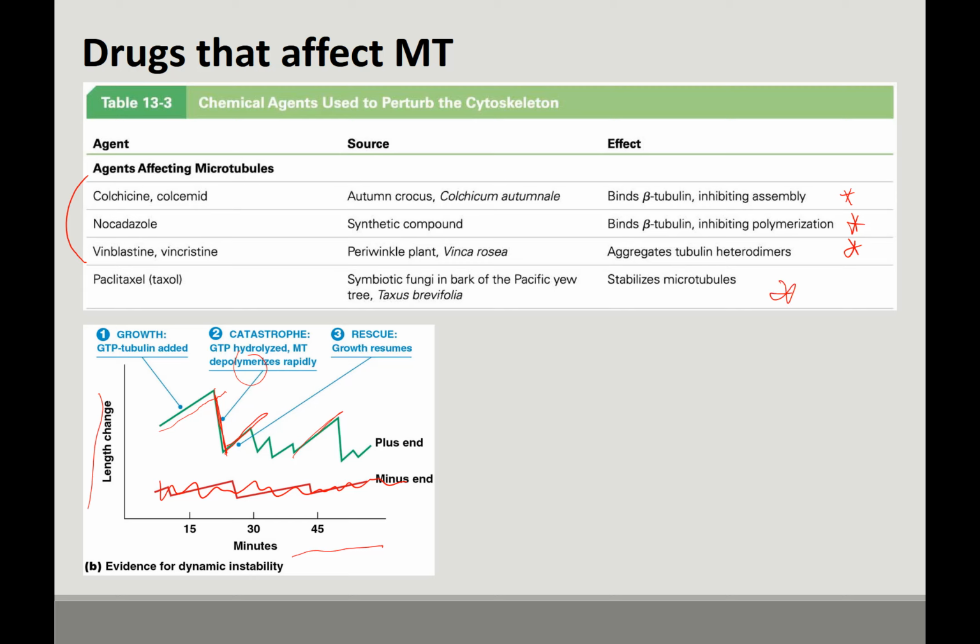So if you added something like Taxol, right, you started to have free GTP tubulin and it was working, and you added Taxol, you might expect the length to just level out, right? Because it's stabilizing those microtubules. They're not growing and they're not breaking down. So you will be drawing something like this, but with microfilaments instead.